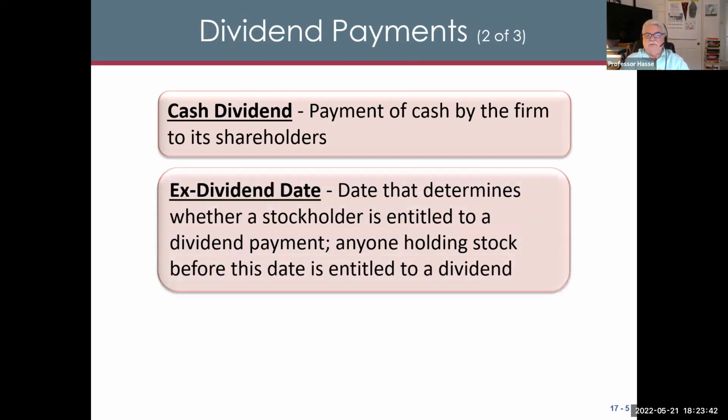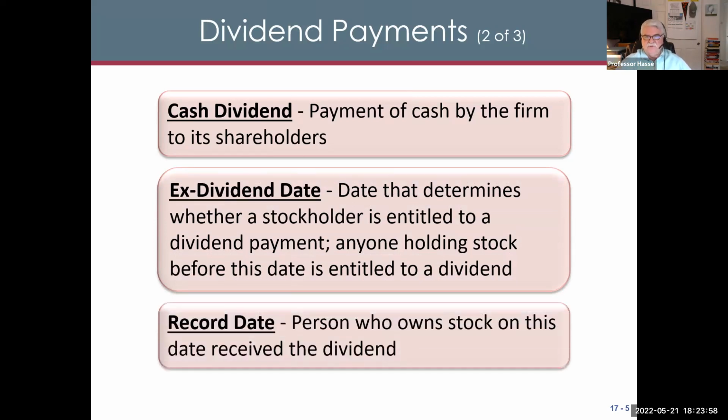And those cash payments are made on what is called the ex-dividend date. That's the date that the company declares a dividend to be paid on a quarterly, semi-annual, or even yearly basis. And if you're a stockholder on that date, you get the dividend. The record date is that date that the company records who owns the stock.